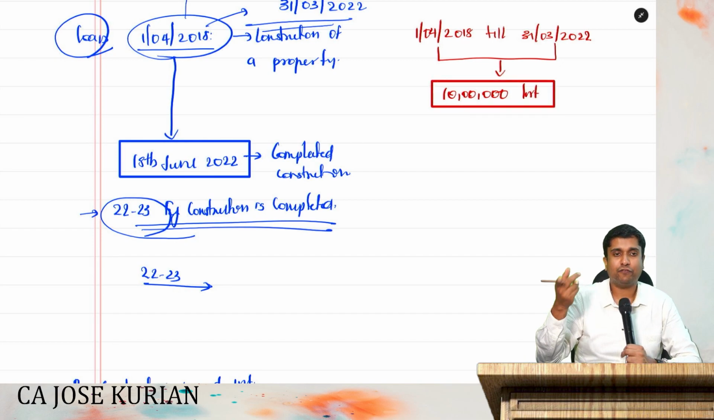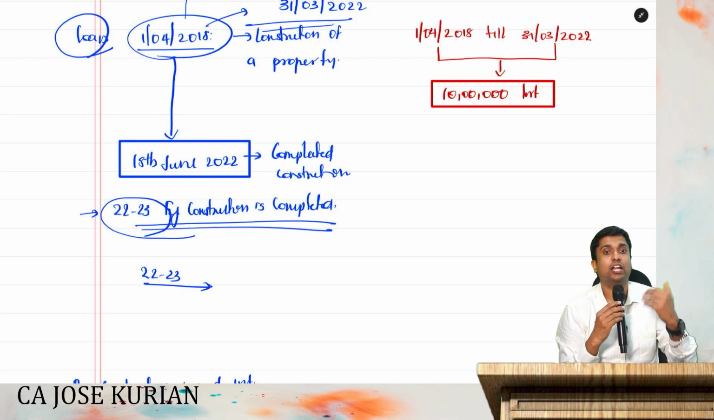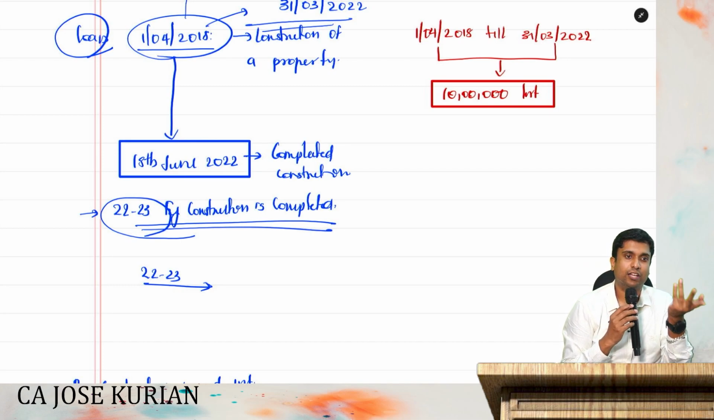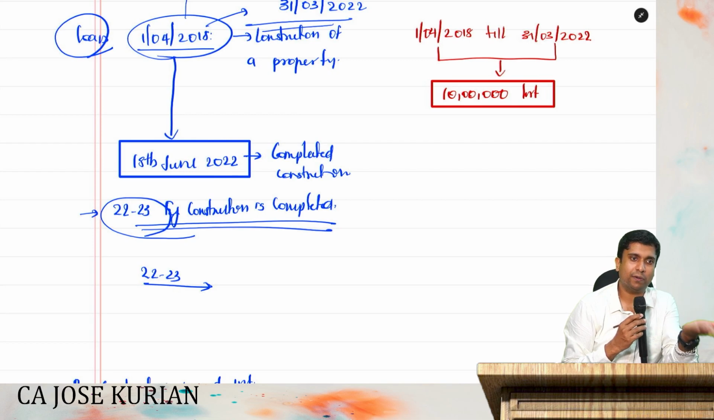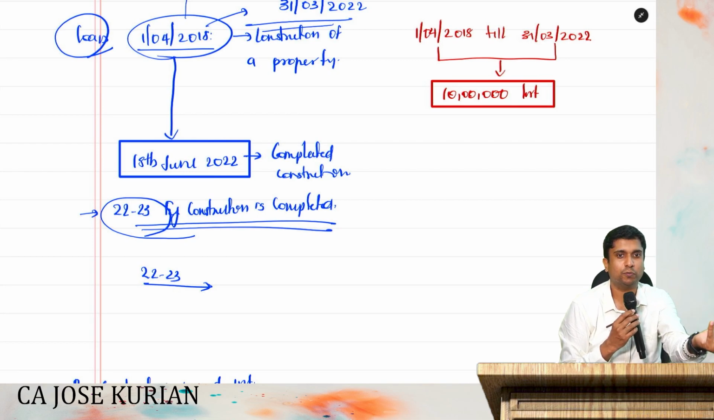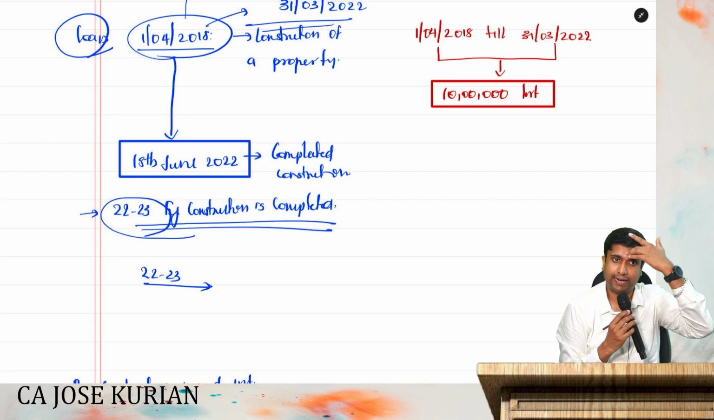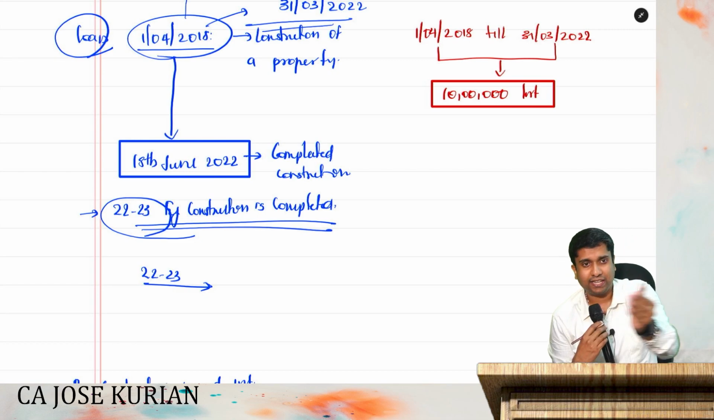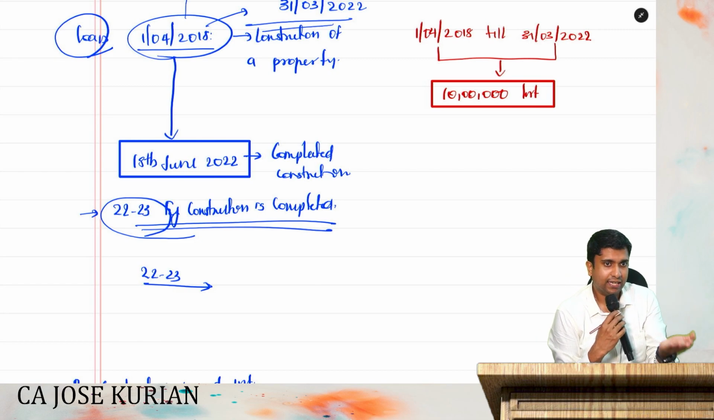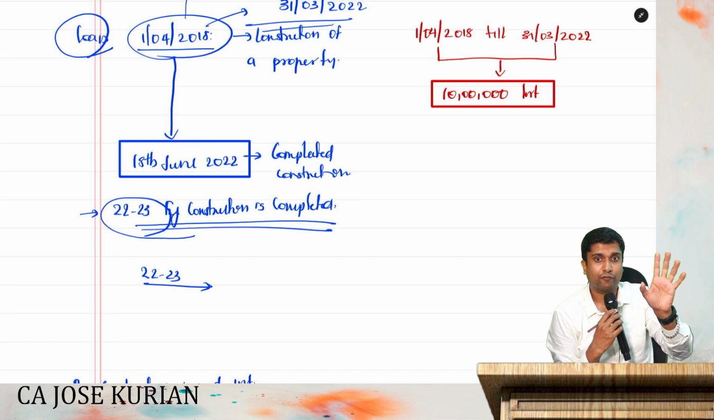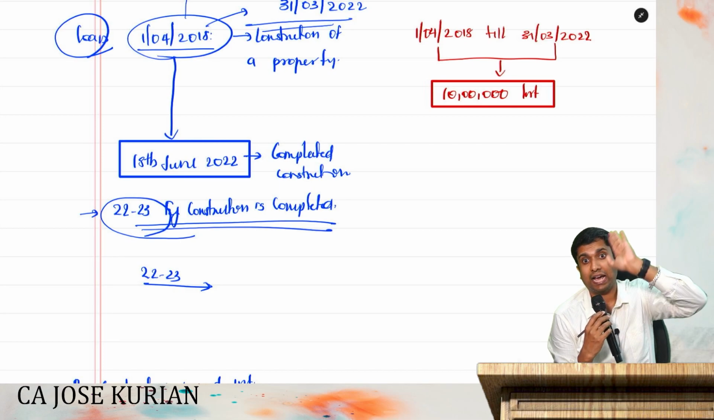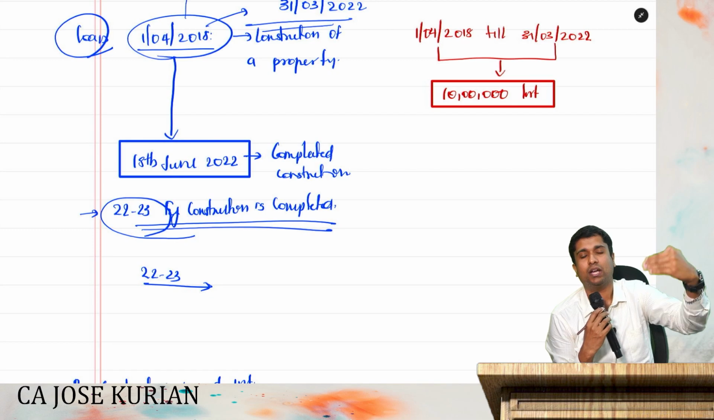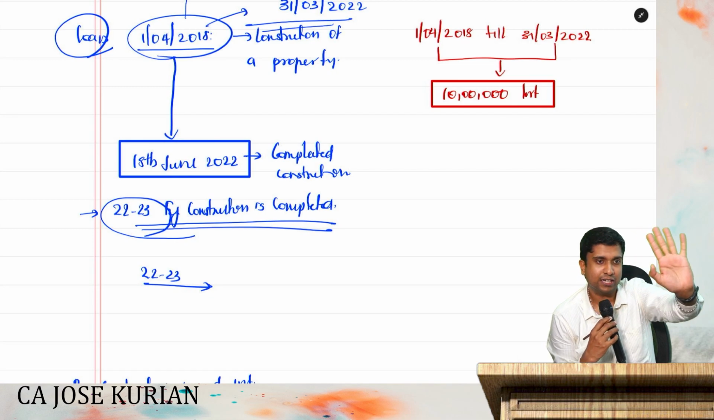Because only after completion of construction, there will be house property. Once there is house property, there will be house property head. Before house property, you cannot open the house property head. So the entire pre-construction period interest you have to accumulate, and claim it as a deduction from the year of completion. And how is it claimed? In 5 equal annual installments from the year of completion.